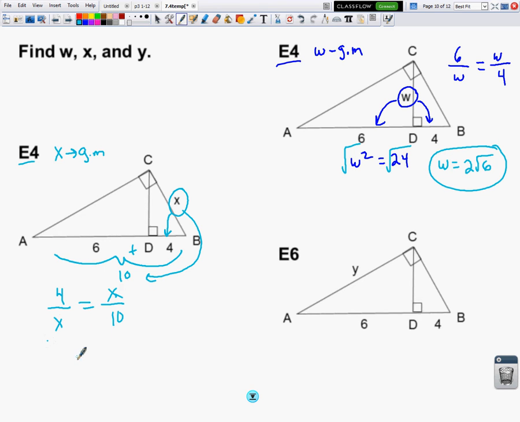X times x is x squared. It's equal to 4 times 10, which is 40. The opposite of squaring it is finding its square root. And if I simplify that, this would be 2 square roots of 10.